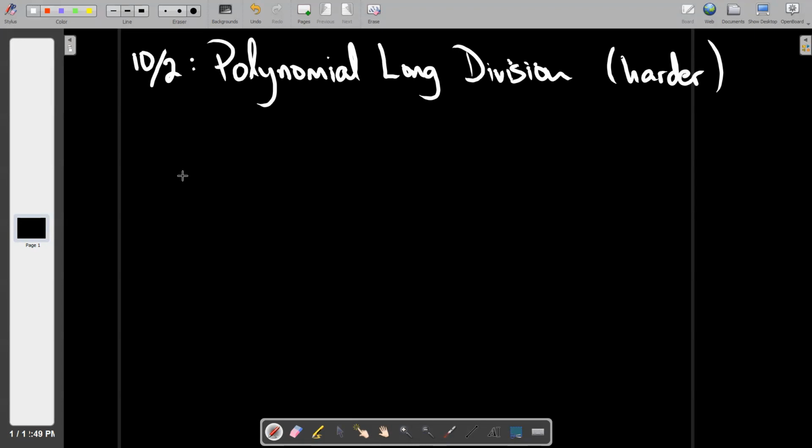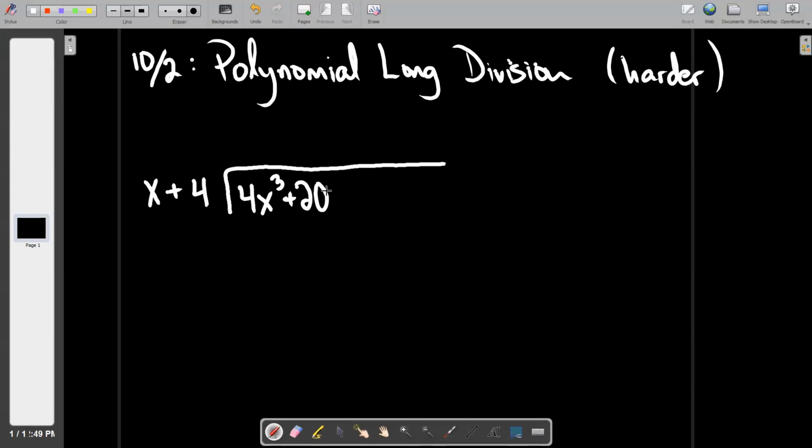So for our first one, we have a divisor of x plus 4 and a dividend of 4x to the third plus 20x squared plus 19x plus 18. So you look at this and think, well, gosh, didn't I just do 10 of these last week? Yeah. And you won't feel much burn on this example because the only thing that really is different happens right at the end. So let's get to it.